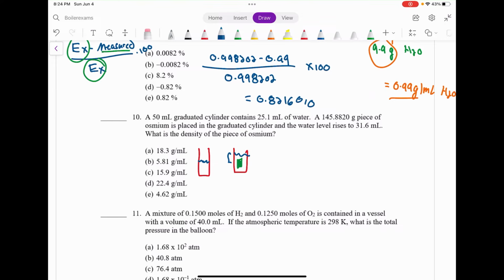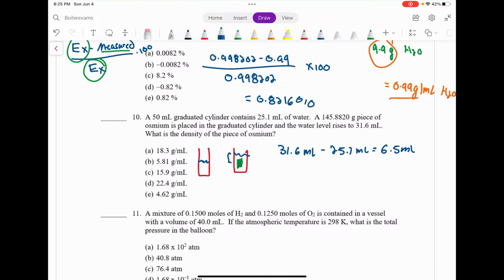Well, we know before it is 25.1 milliliters of water, and finally it has 31.6 milliliters. So our change in volume is 31.6 minus 25.1 milliliters. So it changes that much volume. And that change in volume is how much the osmium, how big it is, how much space it takes up, because it's being completely submerged in the water. So by how much volume's added into the fluid is the volume of our chunk.